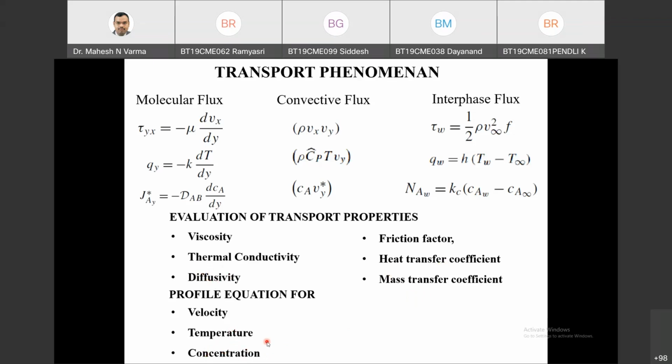So I can say this is the abstract of whatever topics we have discussed. If I know viscosity, thermal conductivity, and diffusivity estimation, similarly friction factor, heat transfer, and mass transfer estimation, and how to get the velocity profile, temperature profile, and concentration profile, I can solve all the problems in heat transfer, mass transfer, and momentum transfer. 99% of the problems in transport phenomena can be solved.